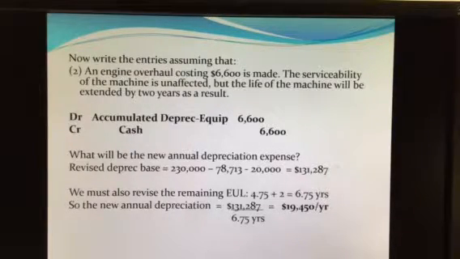I don't believe, by the way, that Spiceland covers this particular topic, but I thought it to be a relevant and important one as we address some of the issues, or the entries, that a company would have to make related to the maintenance and the operation of PP&E.